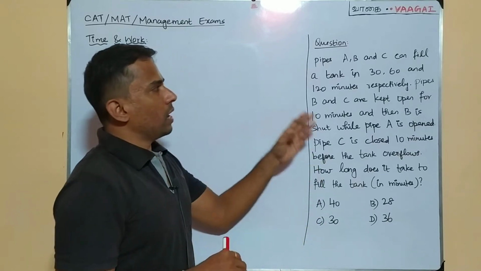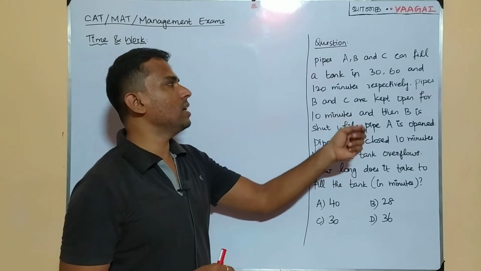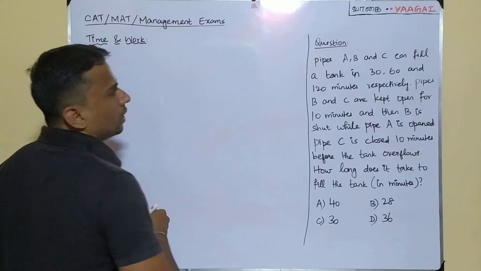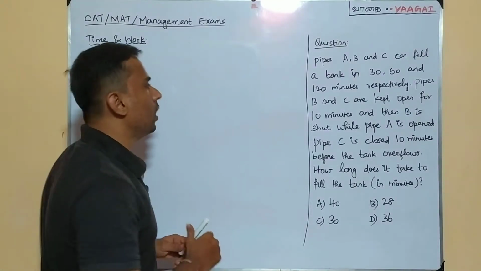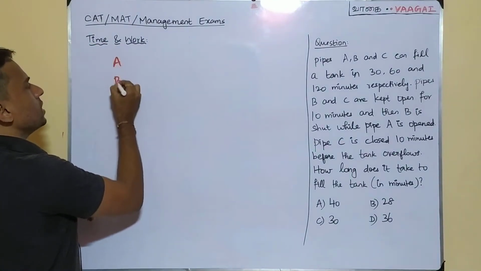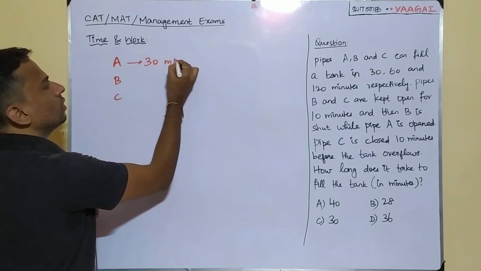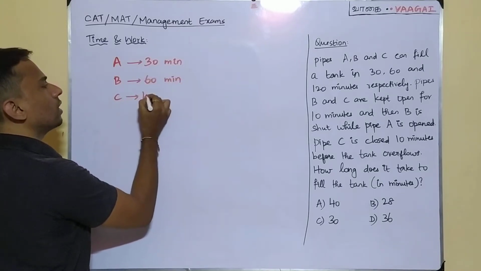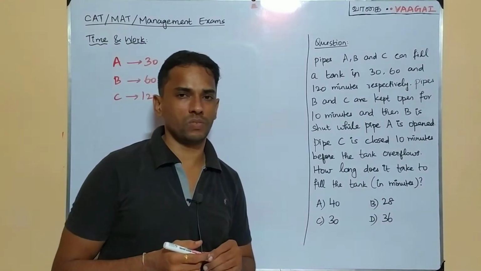Our question is: pipes A, B and C can fill a tank in 30, 60 and 120 minutes. So there are three pipes, and we are given the time taken by each of those pipes to fill a given tank. Let's note the thing here. So the three pipes A, B and C. A takes 30 minutes to fill the tank, B takes 60 minutes to fill the tank and C takes 120 minutes to fill the tank. So this is what we have here.